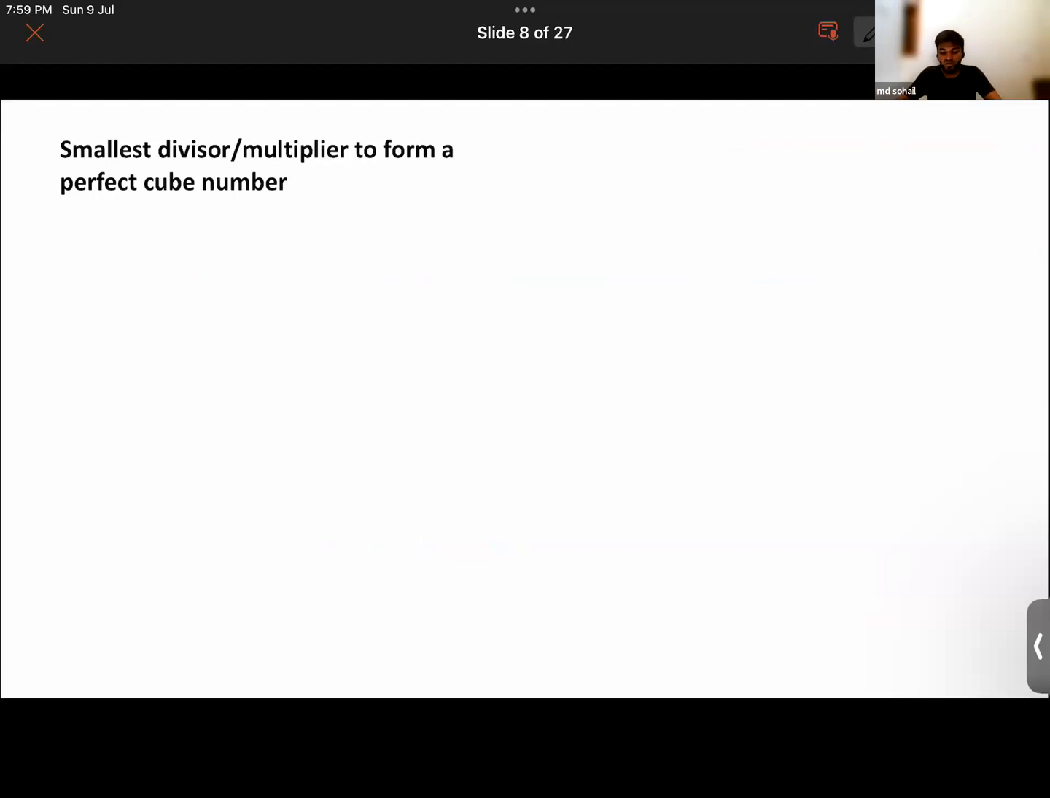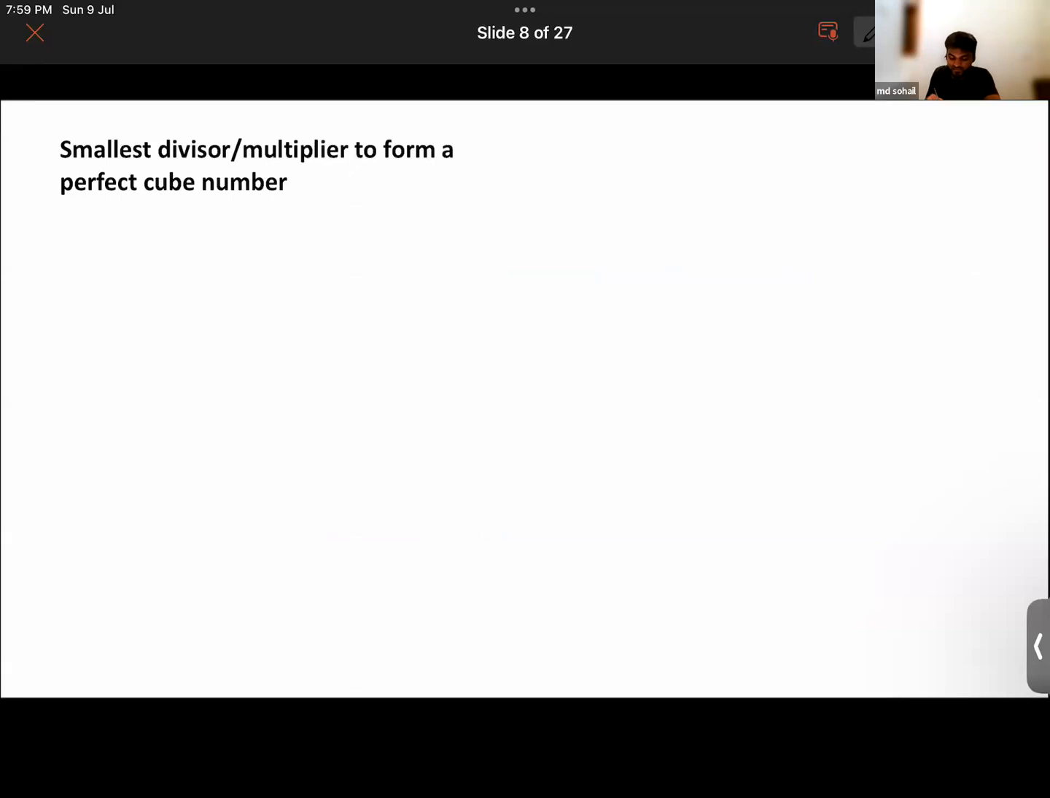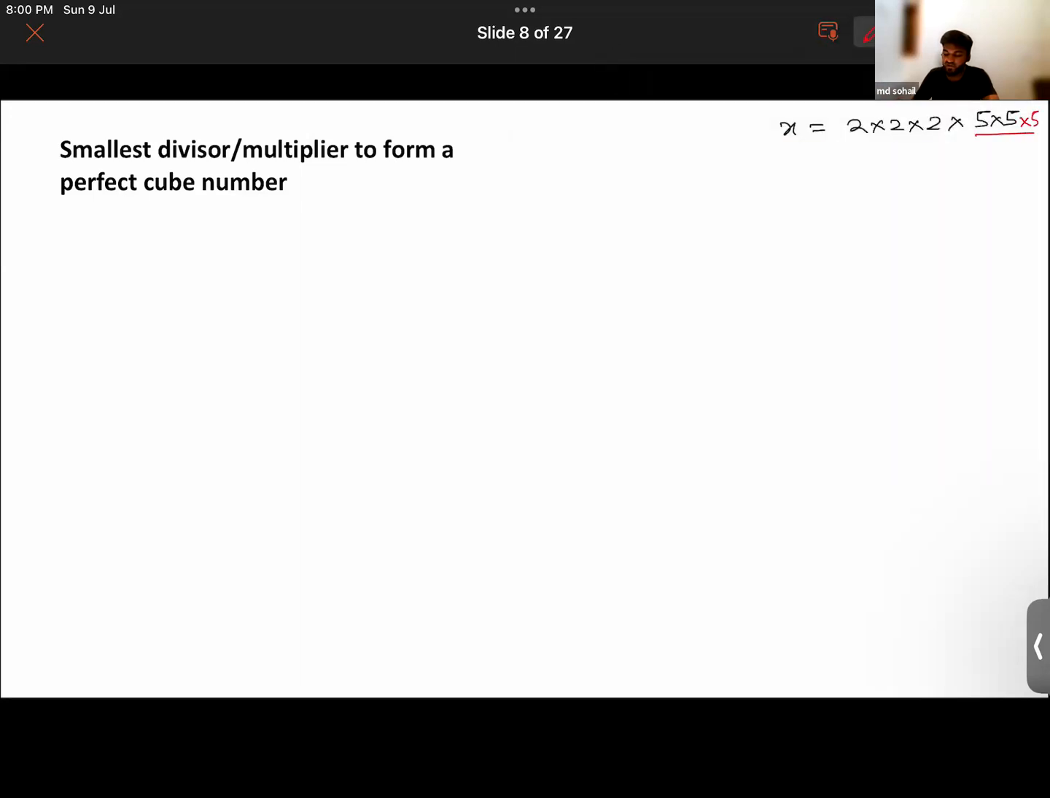Now, let's talk about the smallest divisor or multiplier to form a perfect cube number. For example, see this number x here, which has its prime factorization like this: 2 multiplied by 2 multiplied by 2, and then 5 multiplied by 5. So this is obviously not a perfect cube. In order to make this number a perfect cube, it needs to be multiplied with 5. That will give me 2 triplets here.